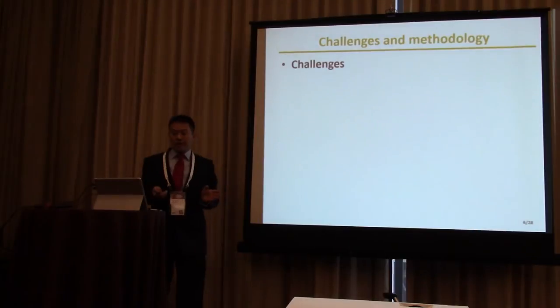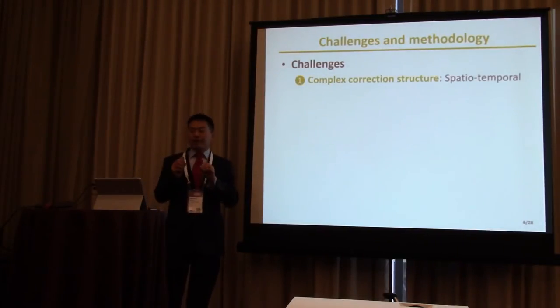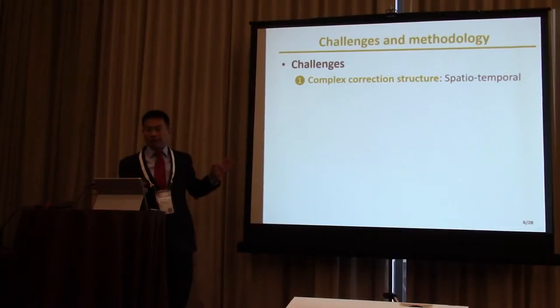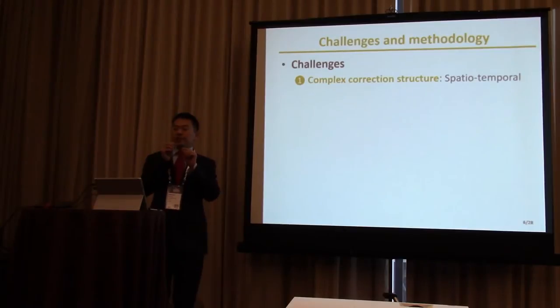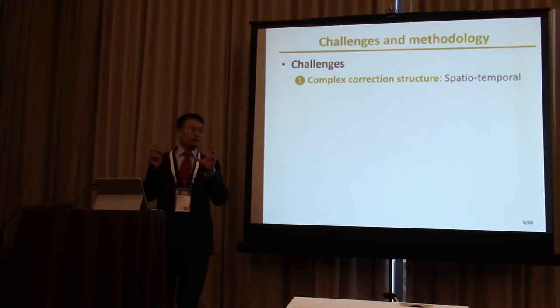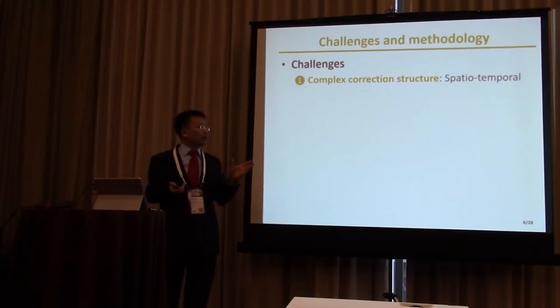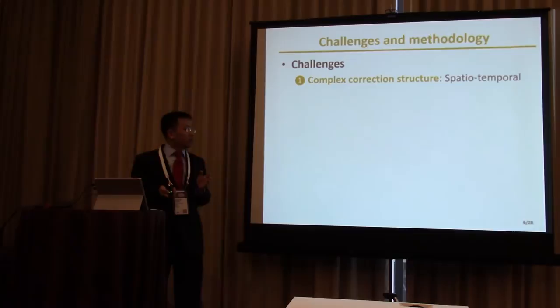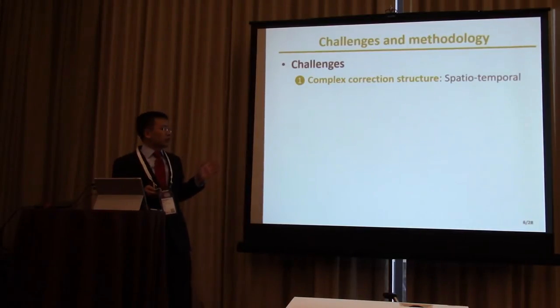But this is quite a challenge. One challenge is that image streams have a very complicated spatio-temporal correlation structure. The pixels inside each image have spatial correlations, and the pixels among different images over time have temporal correlations. So we need to capture such a spatio-temporal correlation structure.